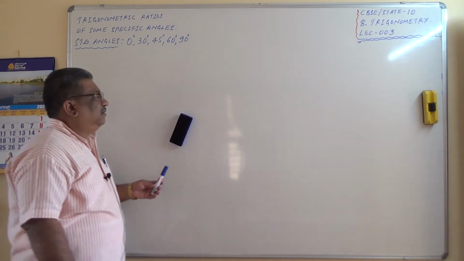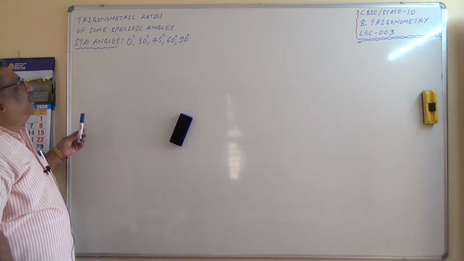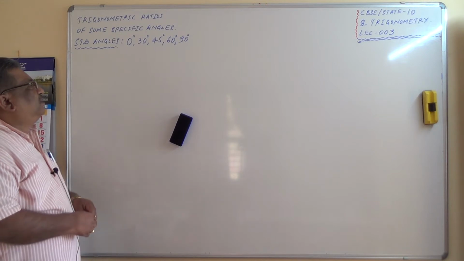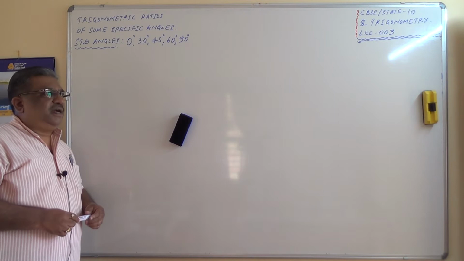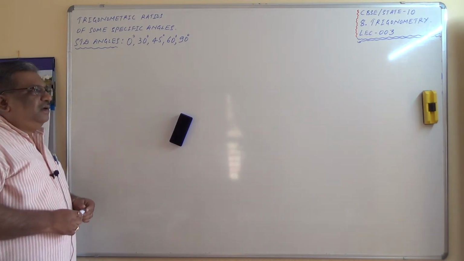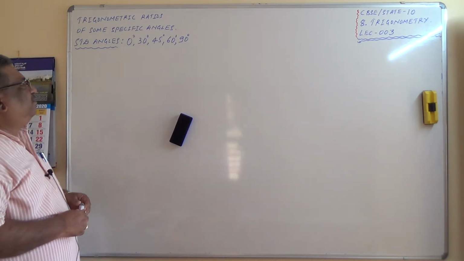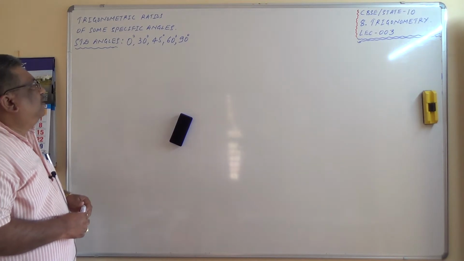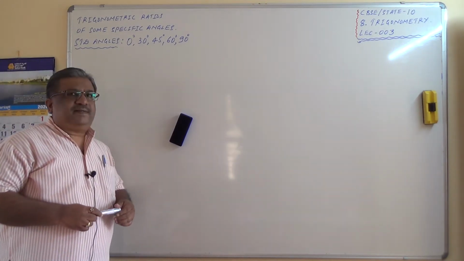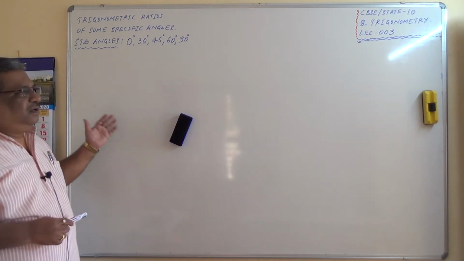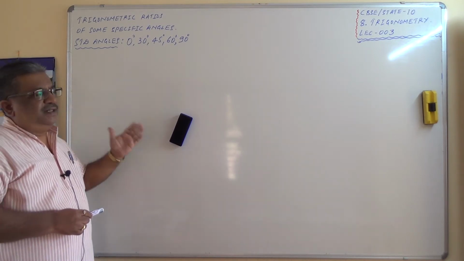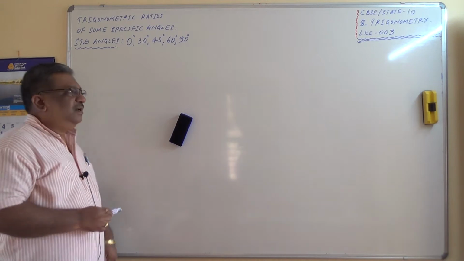Today we will learn T ratios of some specific angles such as 0 degree, 30 degree, 45 degree, 60 degree and 90 degrees. And with a formula, 15 degrees and 75 degrees also we will try to find the values.